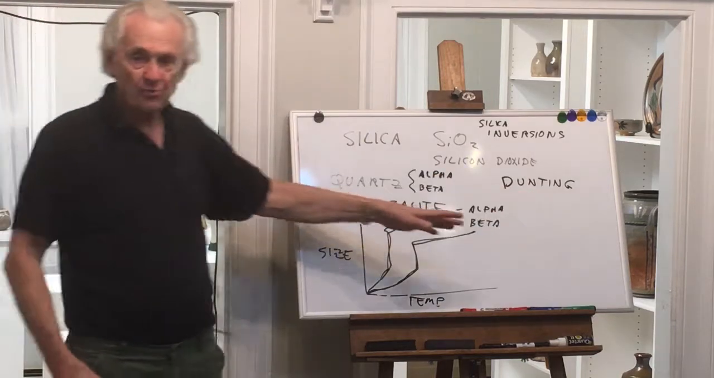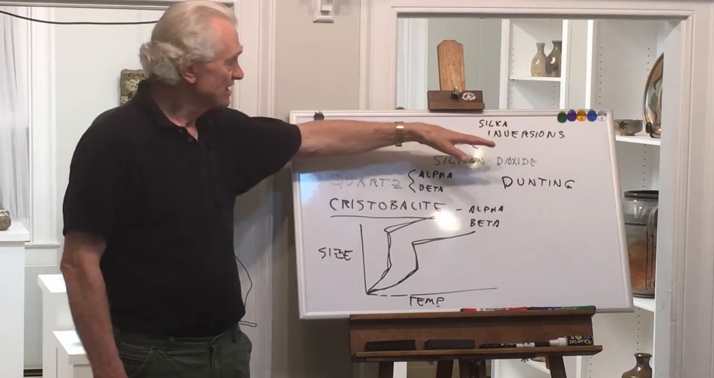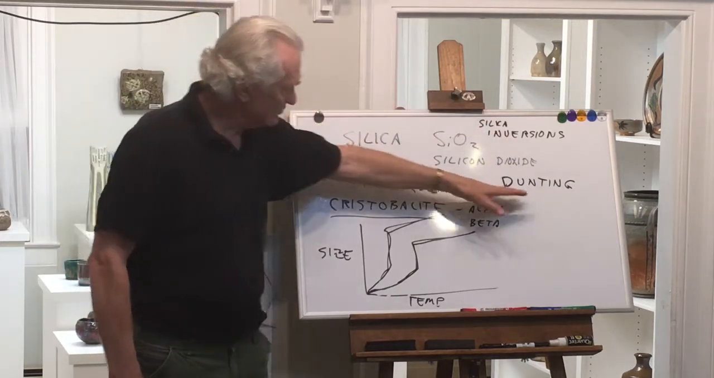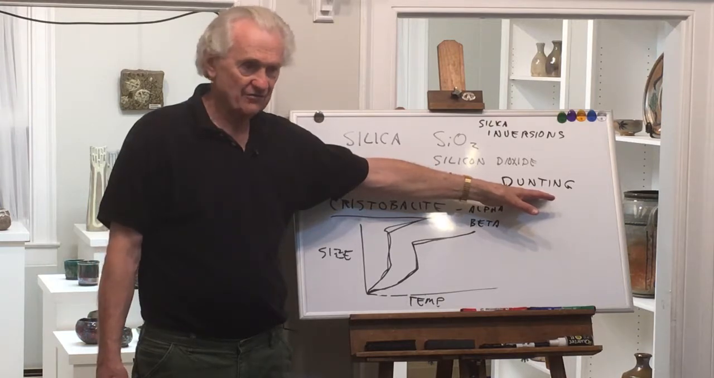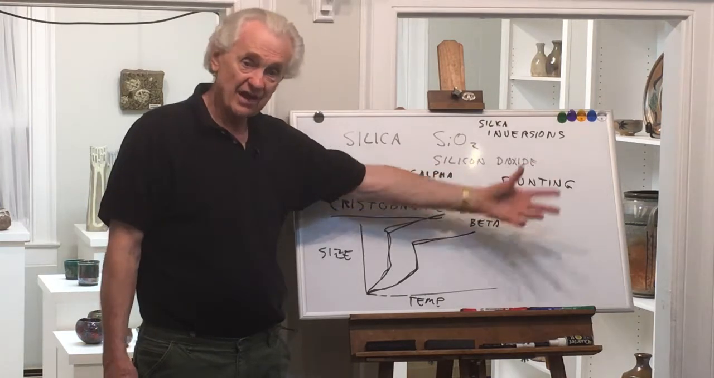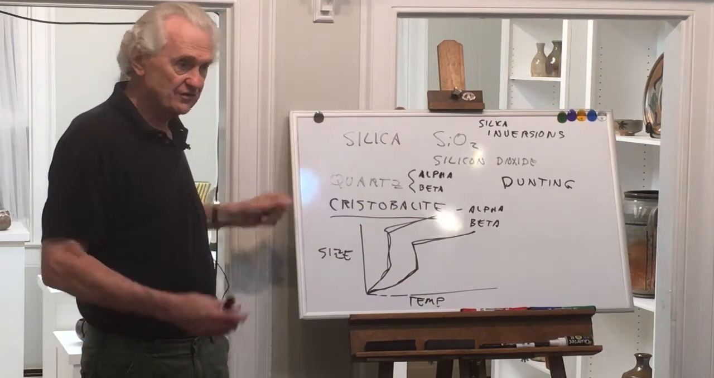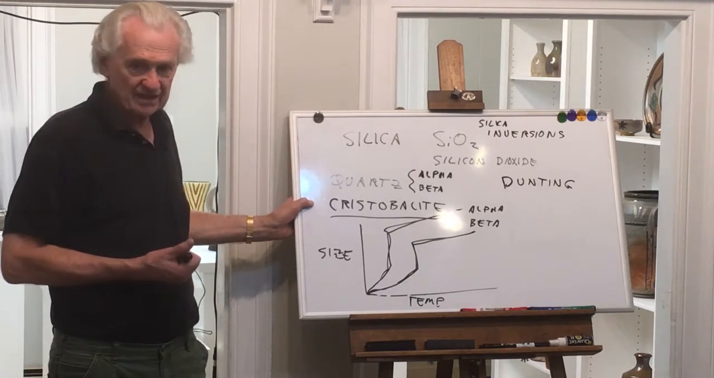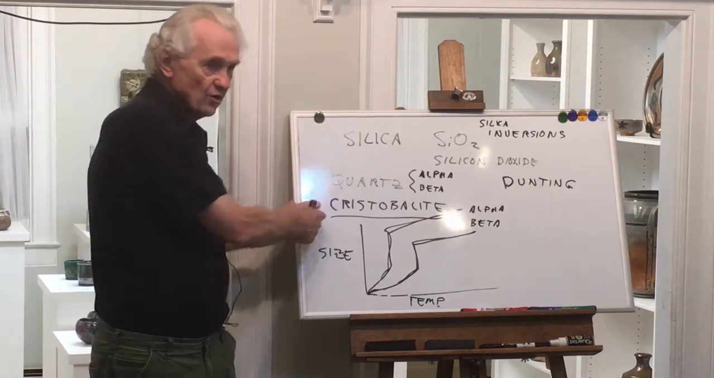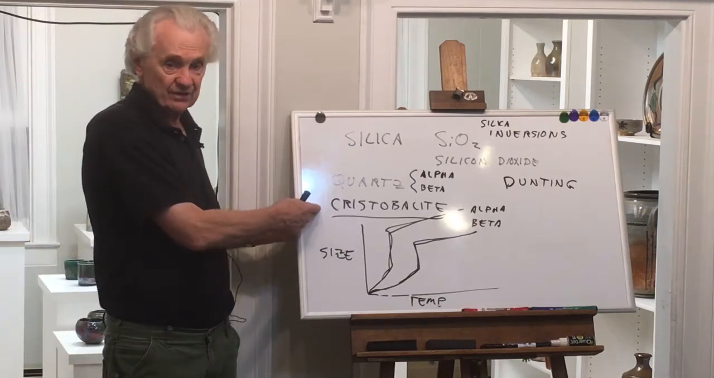Okay? But anyway, the whole point of all this complicated stuff, besides wanting you to hear the term, the silica inversions, is that it comes down to dunting. If you're getting this catastrophic cracking, this is probably what's causing it, and it's probably due to the fact that either there's something in your clay body that's making a lot of cristobalite, and or you're firing for a long period of time and making a lot of cristobalite.